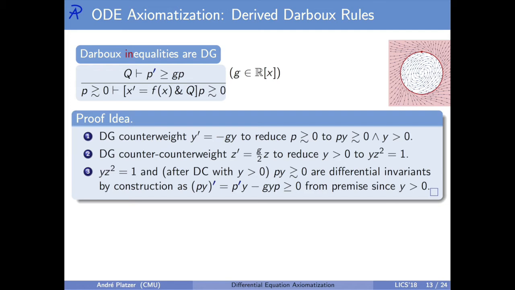You just, for example, take (py)', and that's of course p'y - gyp because y' is -gy, right? But then because p' is at least gp, this whole thing has to be greater or equal to 0. So they're sort of made true by construction. And of course, because y is positive, the entire thing will be greater or equal to 0. Okay?